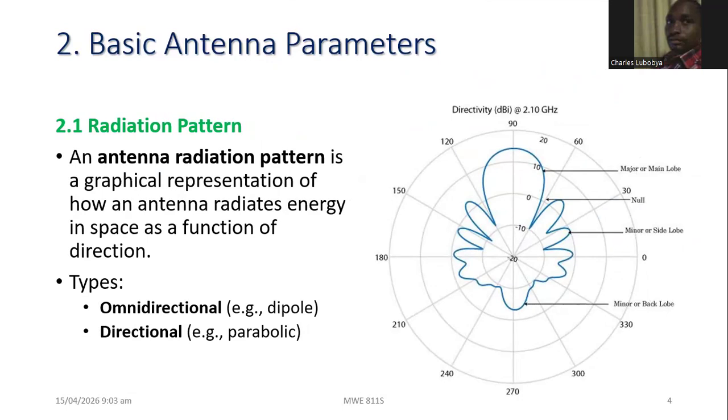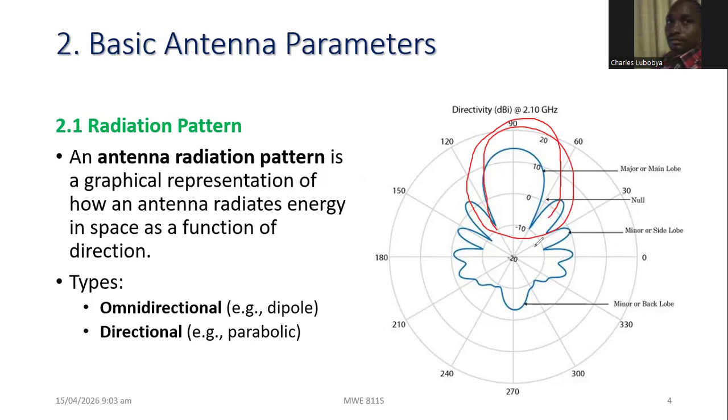So let's look at some of the basic antenna parameters. There are several parameters that are very, very important to understand, even before we look at the types of antennas. Number one is what is known as radiation pattern. By definition, a radiation pattern is nothing but a graphical representation of how an antenna radiates energy in space as a function of direction. For example, if you look at this diagram, it shows that this antenna is actually radiating in this direction, right?